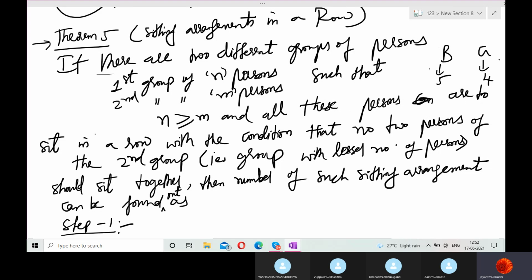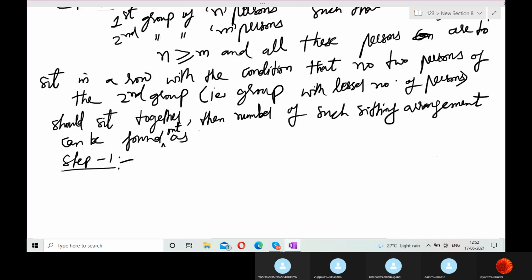And all of these persons are to sit in a row, of course, with the condition that no two persons of the second group, that means two girls, should not sit together. That means there should be a boy between two girls, correct? So now you should see how that sitting arrangement can be done. We will see how to do it, and I'll give you a question.